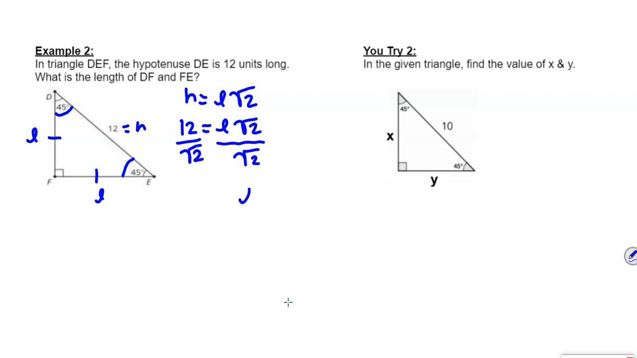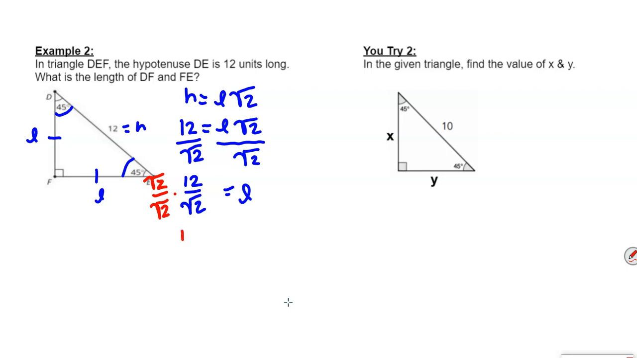So that's going to give us L is equal to 12 over the square root of 2. Now, what you may or may not remember from last year is that you can never have a radical in the denominator. So what we're going to do is multiply this by the square root of 2 over the square root of 2. And we're doing that because anything over itself is 1, right?